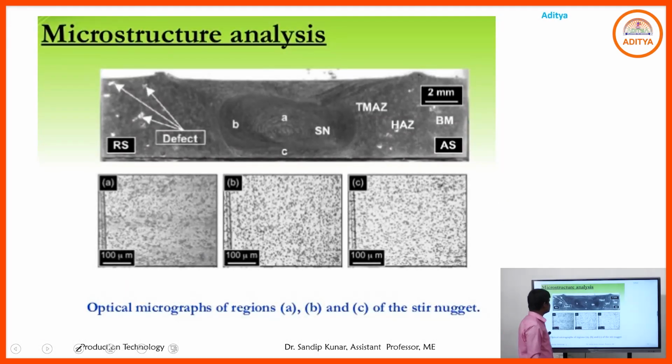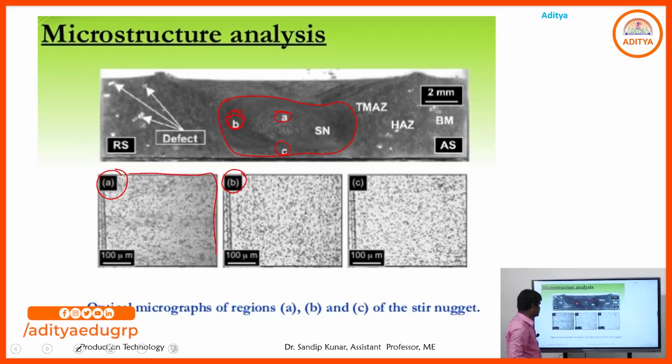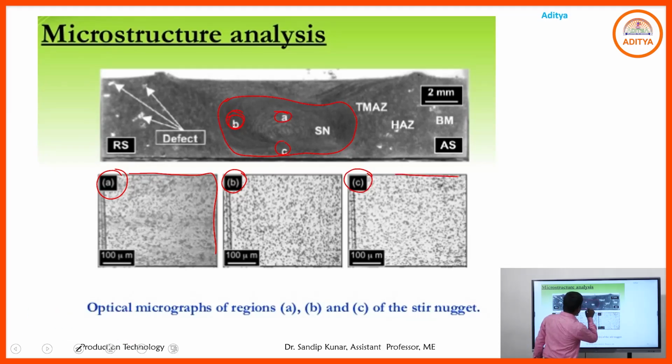And here we see the microstructural analysis. In these cases, A, B and C show the stir nugget zone, the weld nugget zone. A shows the microstructural analysis of zone A, B shows the microstructural analysis of zone B, and zone C shows the microstructural analysis of zone C, meaning the weld nugget zone, the plasticized state, the molten state of the weld faces.